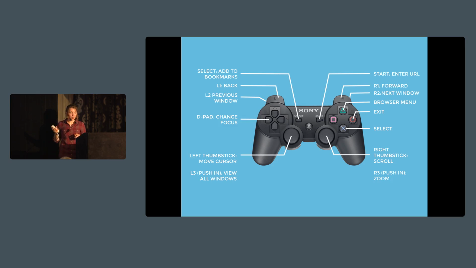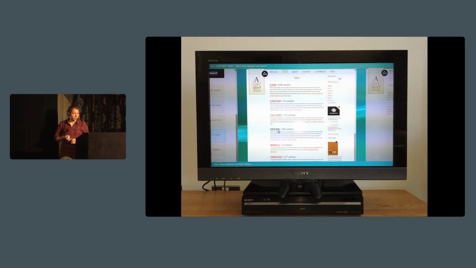Pressing the triangle brings up a menu for actions like search and bookmark, and the D-pad moves the cursor to focus between links on the page. The browser width is restricted, so it's a lot narrower than the width of the TV. And either side of the main window are other tabs, which you can switch between by pressing L2 and R2.